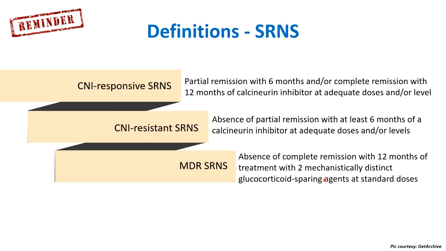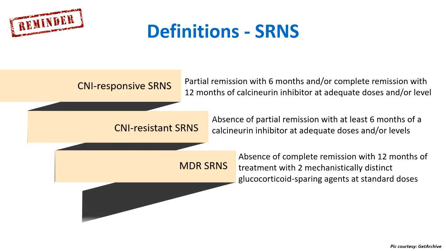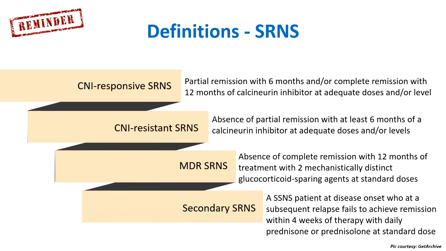MDR-SRNS is absence of complete remission with 12 months of treatment with two mechanistically different glucocorticoid sparing agents at standard doses, that is, whose mechanism of action is different. And secondary SRNS is a patient of steroid sensitive nephrotic syndrome who had initially shown some response to steroids, but later when he relapses, he does not achieve remission with steroids. So these patients are referred to as secondary SRNS.